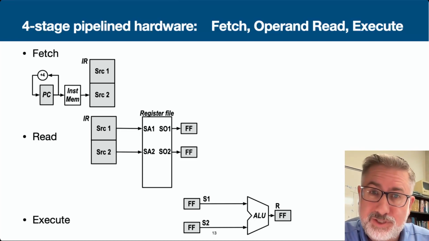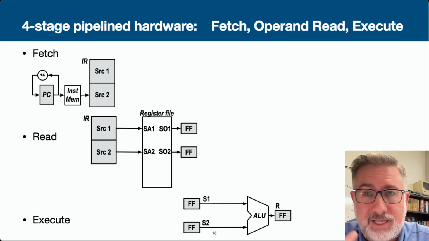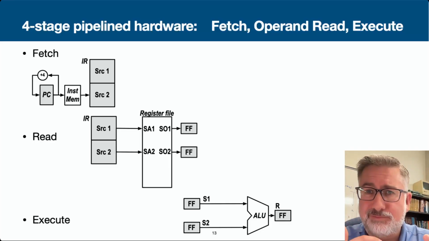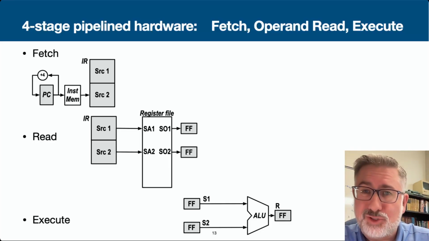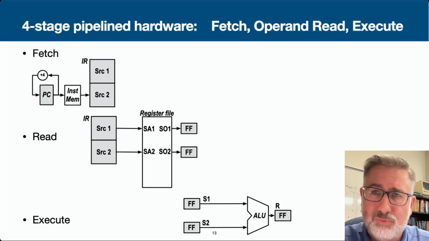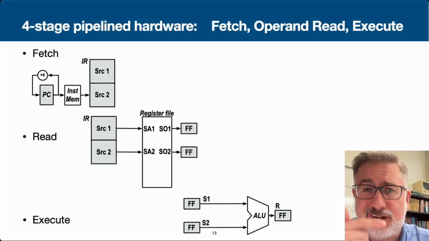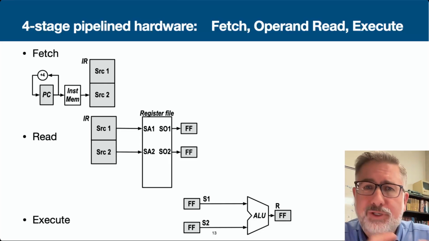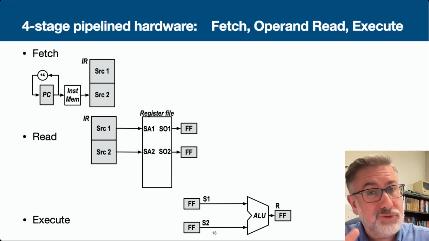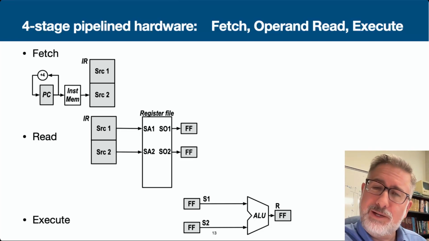So what are the other parts of the pipeline? The read is where we get the operands from the register file. So the instruction register contains the address of the source registers, right? Which registers we're going to use, 2 source registers, source 1 and source 2. And then we put those register identifiers into the register file, and out comes the actual values from the register file. But again, we just store those in the flip-flop that is between pipeline stages, and we assume that the rest of the pipeline does its job.